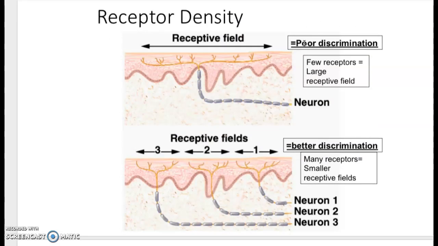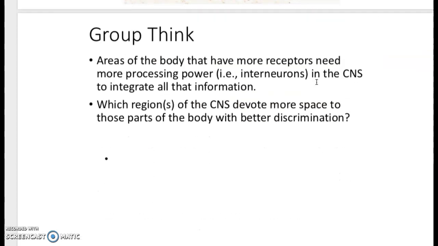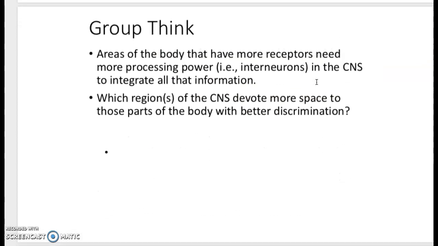So poor discrimination on the top and better discrimination here on the bottom. Areas of the body that have more receptors need more processing power in the central nervous system to integrate all of that information. Which regions of the central nervous system devote more space to those parts of the body with better discrimination?